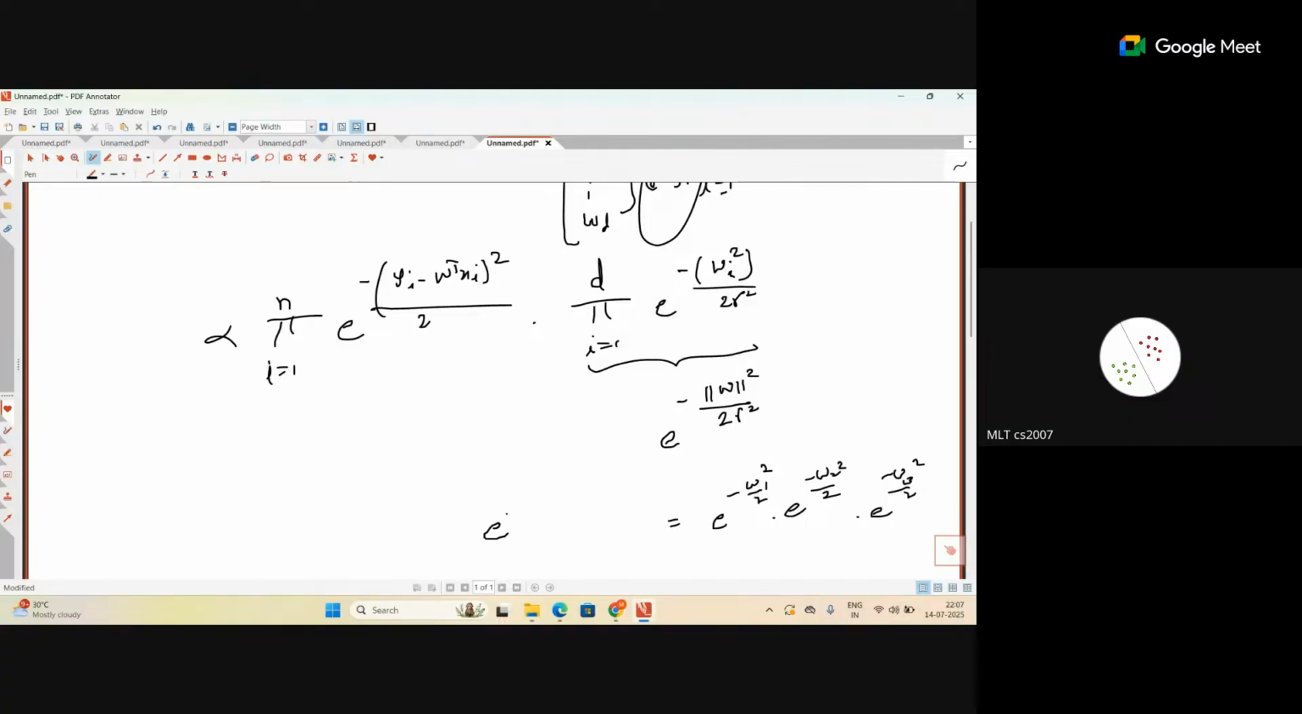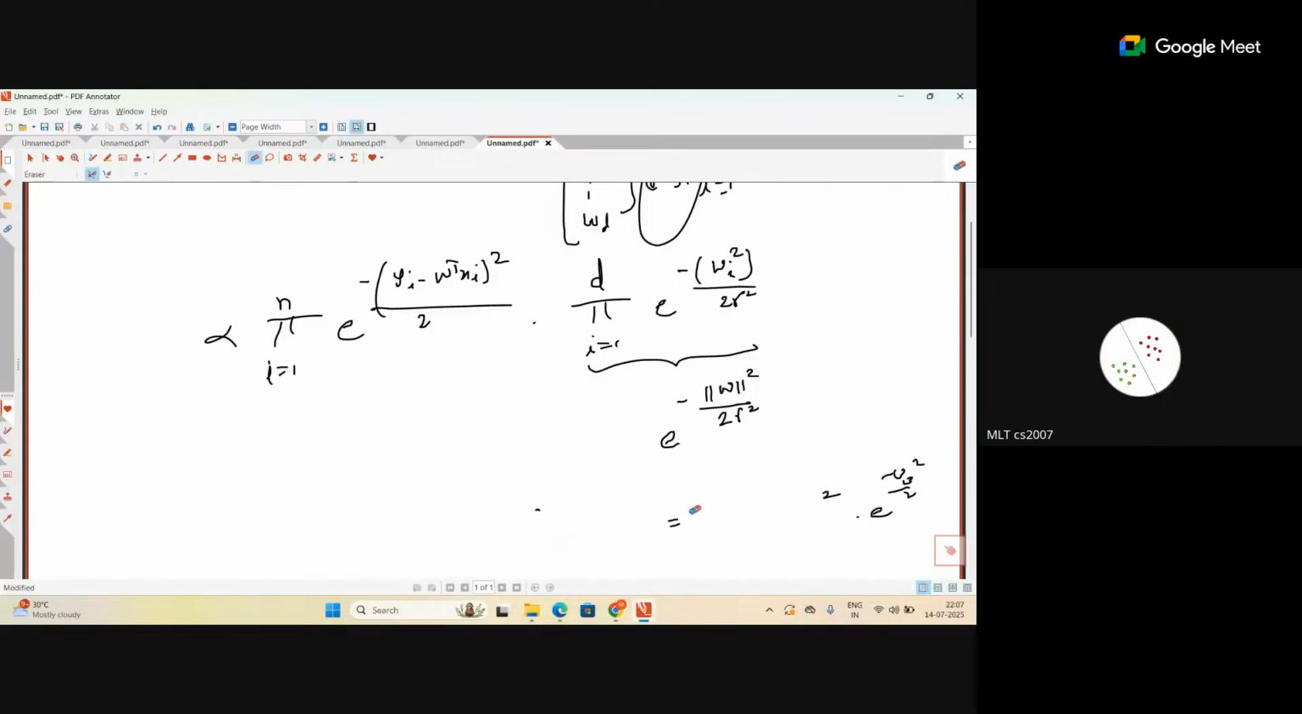It is basically e to the power minus the sum over i from 1 to d, in this case it is 3, of wi square by 2. Basically, if I think of this, it's the length of the wi minus 0 vector. And that way I'm writing it like this.